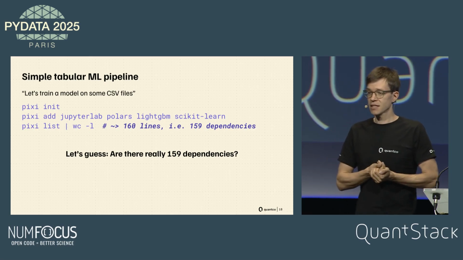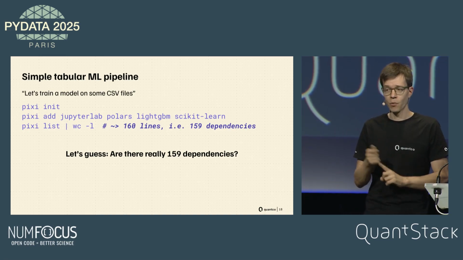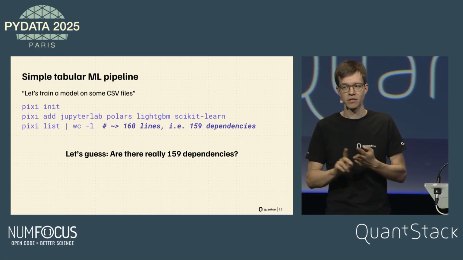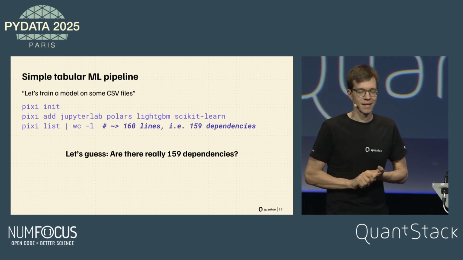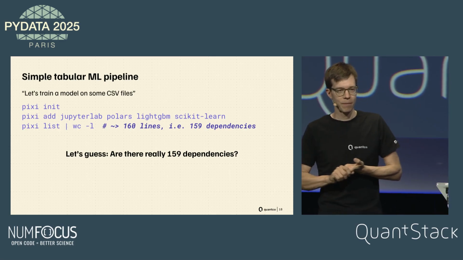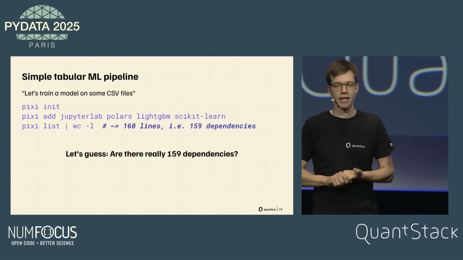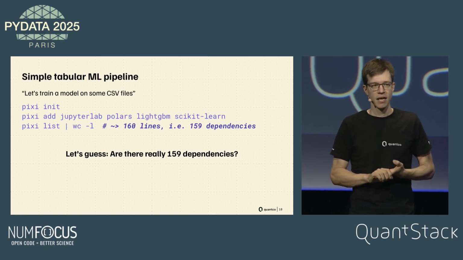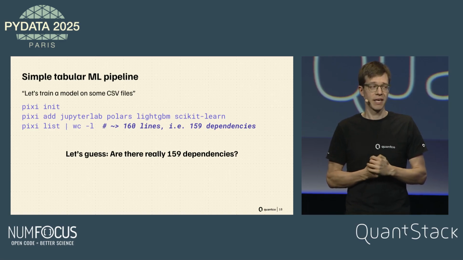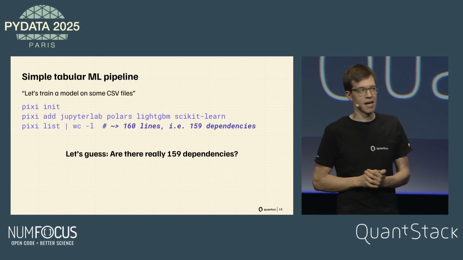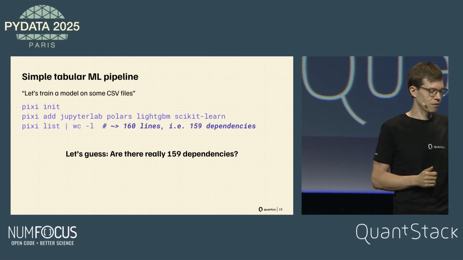In this example, I train a pipeline in a simple scratch setup. I will use JupyterLab, Polars, scikit-learn and LightGBM to have some dependencies. I use my favorite package manager, Pixi, which instantly gives me a lock file, and Pixi can also list the dependencies. The first line is the header, and the other ones are the dependencies, which gives me 159 dependencies in this case. And I've talked about phantom dependencies before, so it's not going to be just 159.